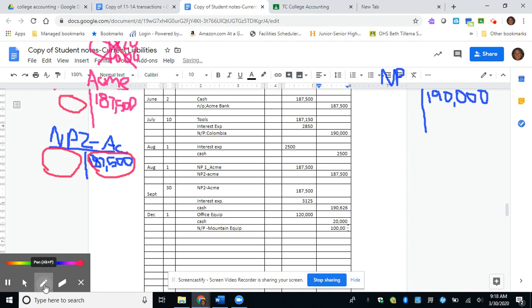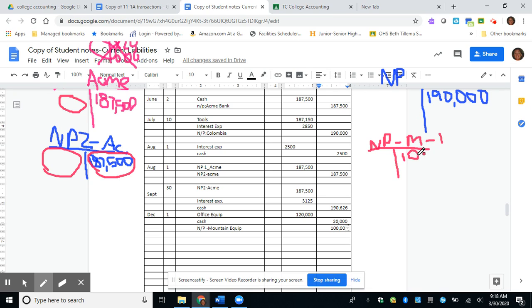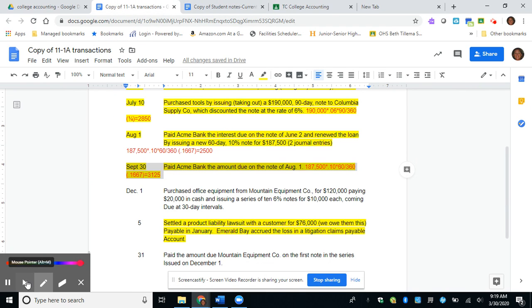Now, instead of having this be just one note, this is a series of 10 notes. So this is my first notes payable to Mountain, and this is going to be $10,000. I could do 10 more of these T-charts because there's going to be a series of 10 of them. So each one is going to be due in another 30 days. So we finished this transaction.